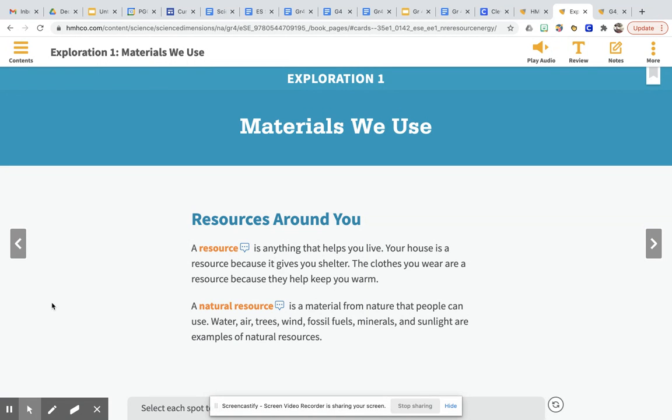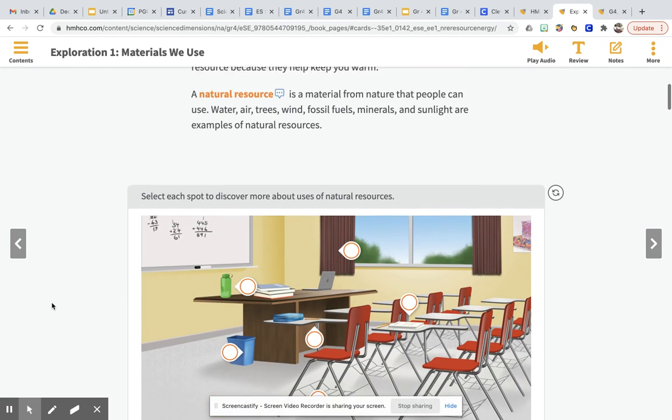So let's look at materials that we use. It says resources around you. A resource is anything that helps you live. Your house is a resource because it gives you shelter. The clothes you wear are resources because they help to keep you warm. A natural resource is a material from nature that people can use. Water, air, trees, wind, fossil fuels, minerals, and sunlight are all examples of natural resources.